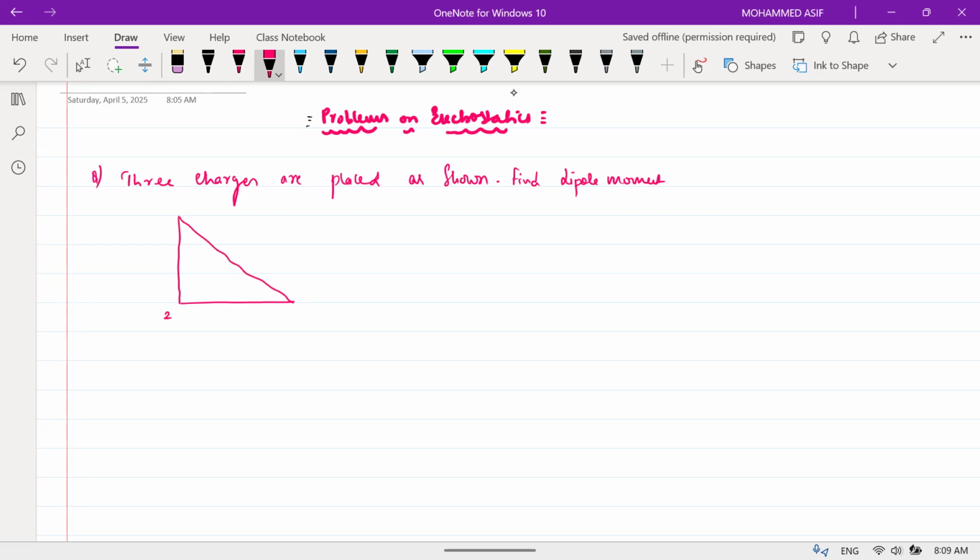Like this. Here it is 2q. Here it is minus q. And here it is minus q. This distance is d and this distance is d. Sure. We've got three charges, beta, which have been placed at the three corners of your triangle.